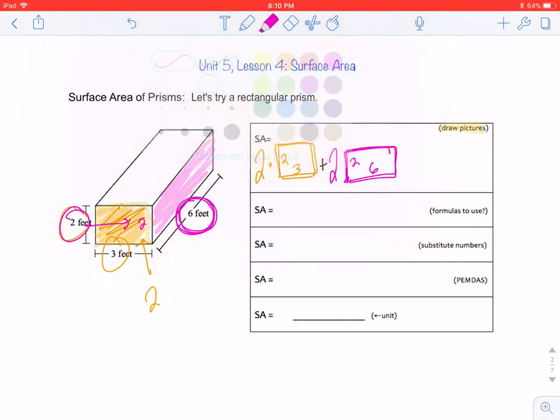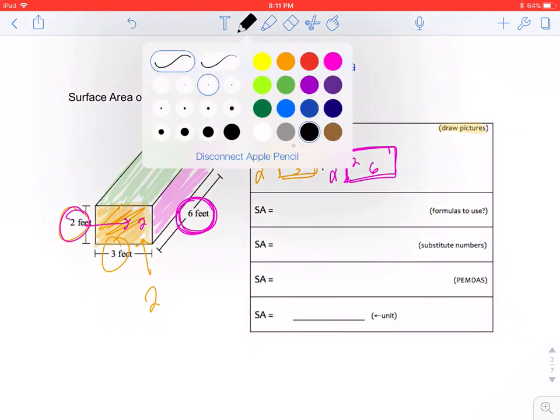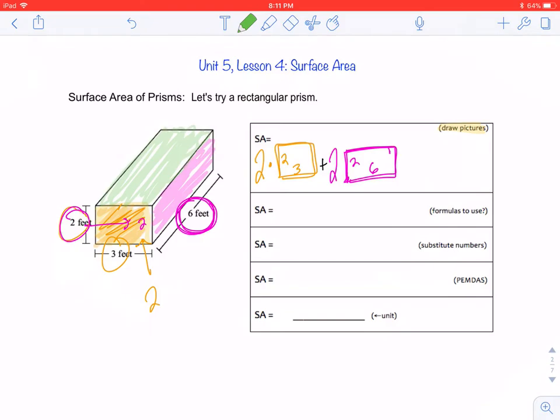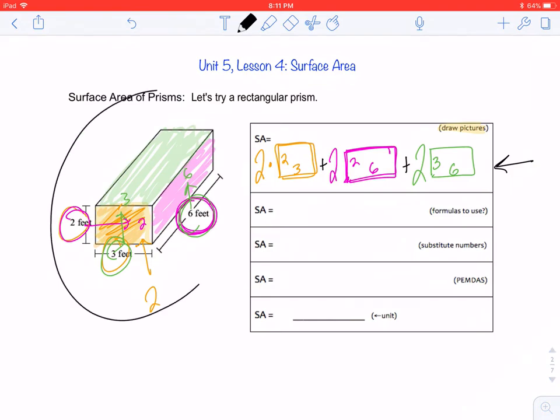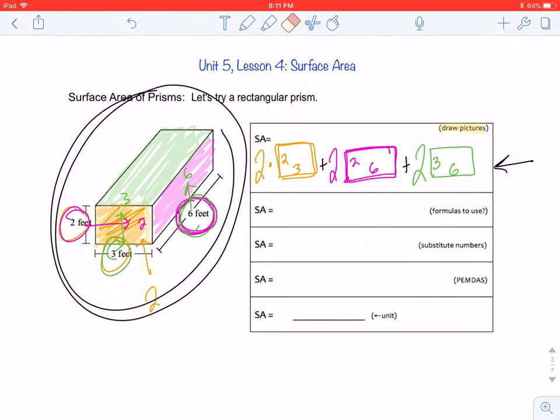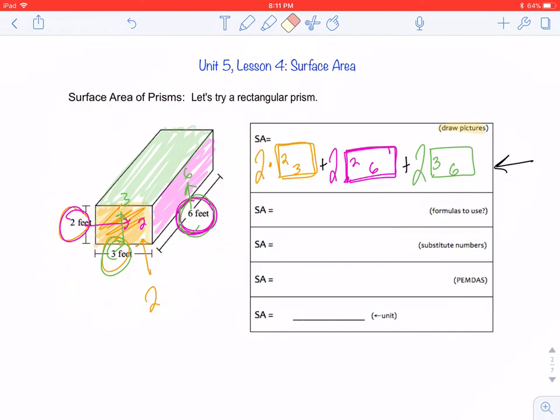And then last but not least, let's find a new fun color here. How about green? This rectangle here, hopefully you can see, has dimensions of 6 and 3. So I have another rectangle here that's 3 by 6, and again, I have 2 of them. I'm going to put a big 2 in front. So that's more or less my formula, and believe it or not, that's the hardest part. Just breaking up our 3-dimensional figure into all of its faces, all of the sides.